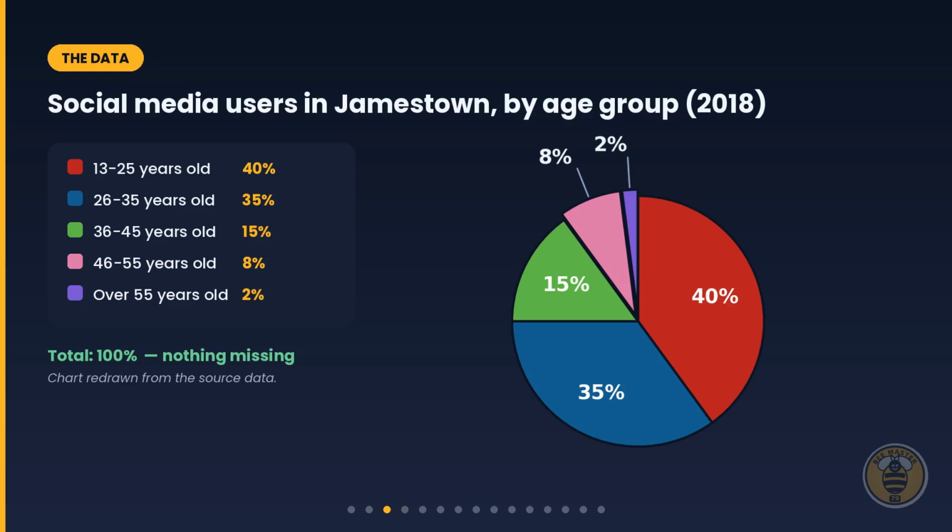And here is the chart, redrawn from the data. 5 age bands. 13 to 25 holds 40%, 26 to 35 holds 35%, 36 to 45 15%, 46 to 55 8%, and those over 55 just 2%. Add them up and you get exactly 100, so nothing is missing.